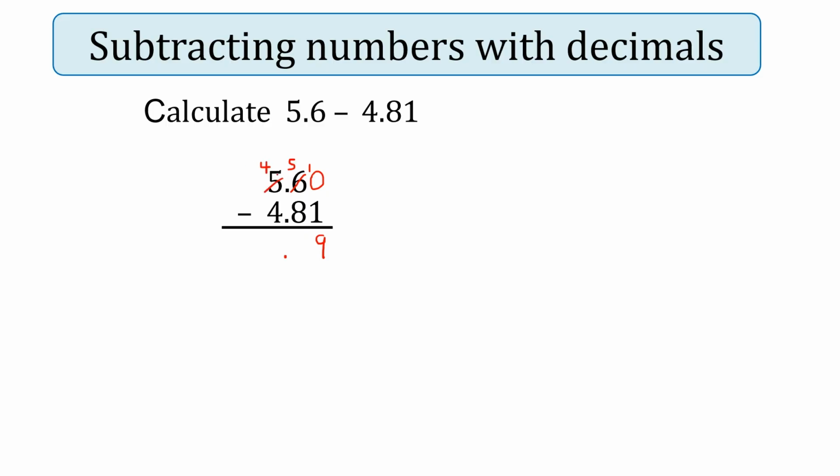But if I borrow from the 5 to make it a 4, I'm actually borrowing a 10 because I go to the decimal place value right afterwards to the right. So this is now 15. So now you have 15 minus 8, which is actually 7. Now I have 4 minus 4, which would be 0. So my final answer is 0.79.